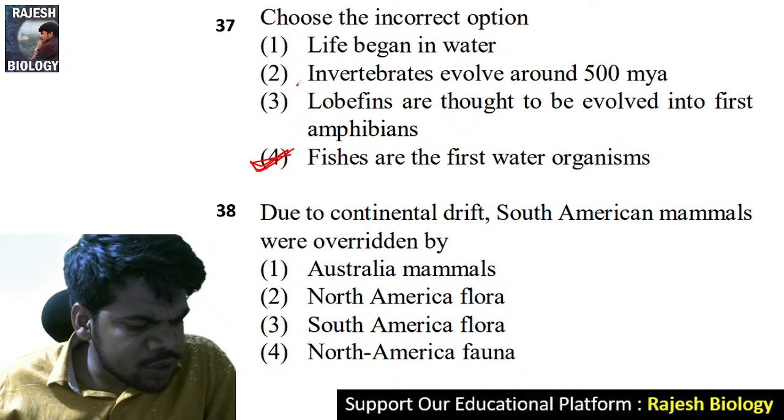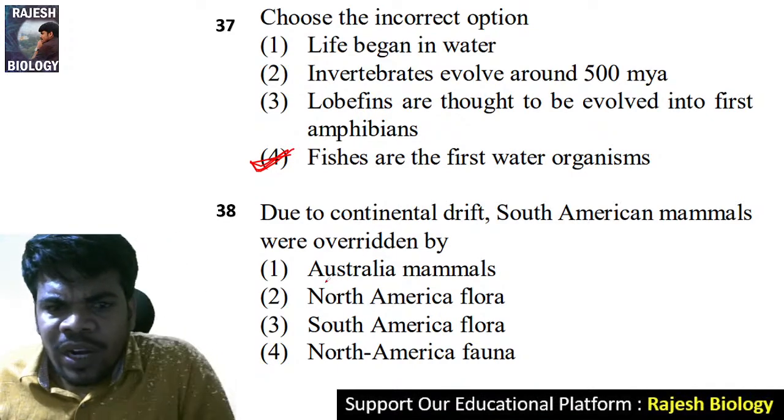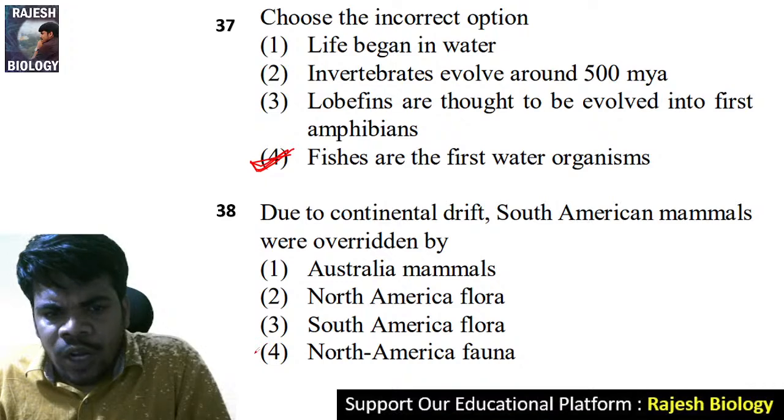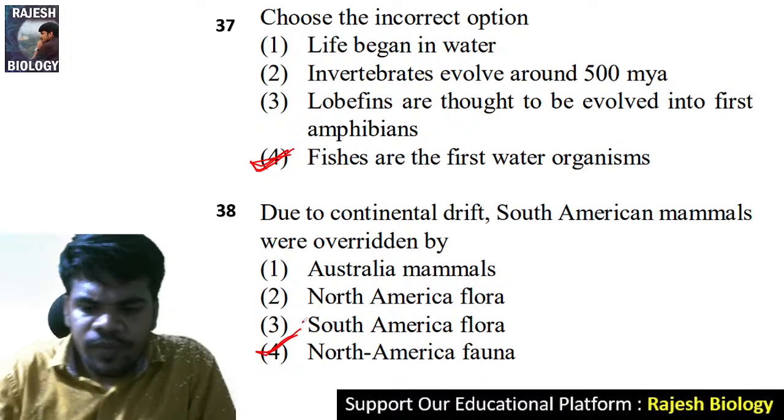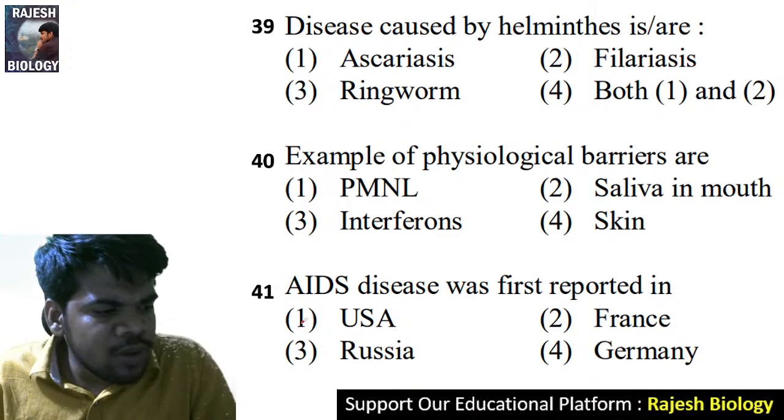Yes, right, Chinnu, Praveen and Ganeshwari, Dharani. Due to the continental drift, South American mammals were overridden by the North American fauna. It is also a direct NCERT line. Come to the 39th question.